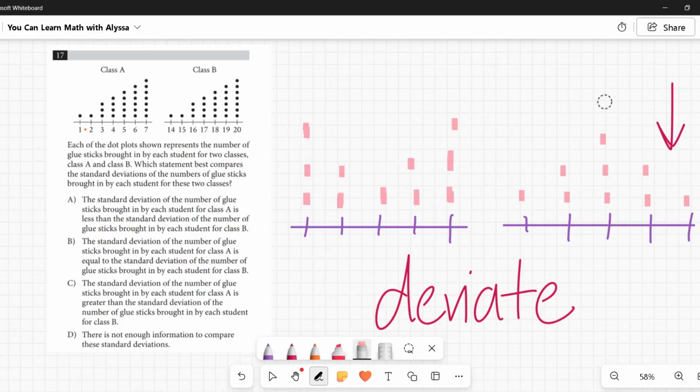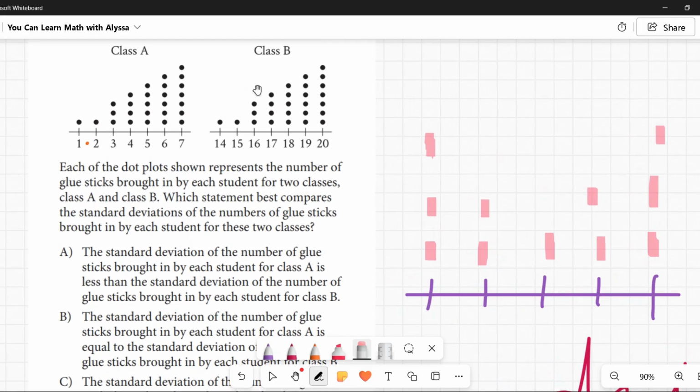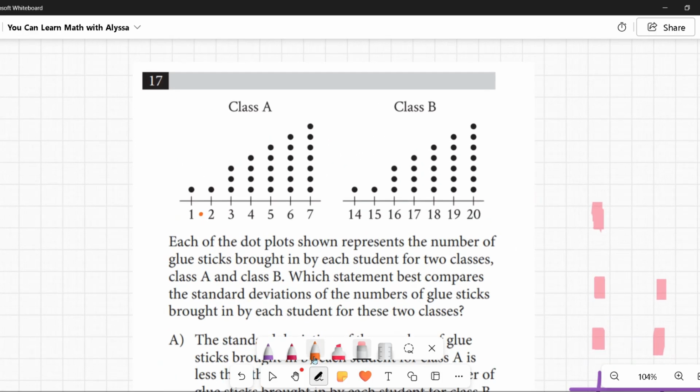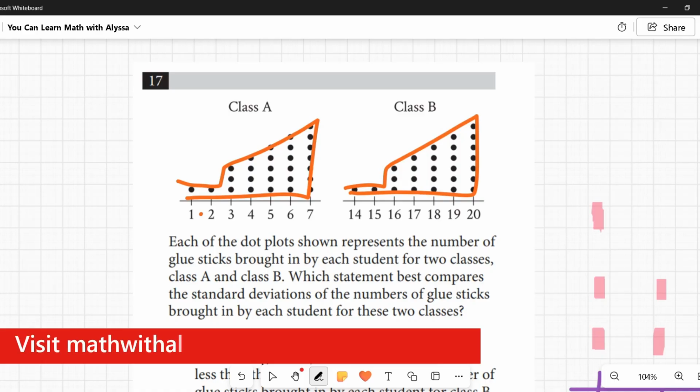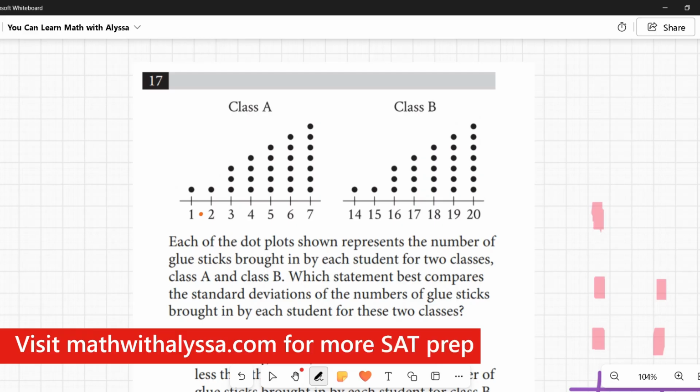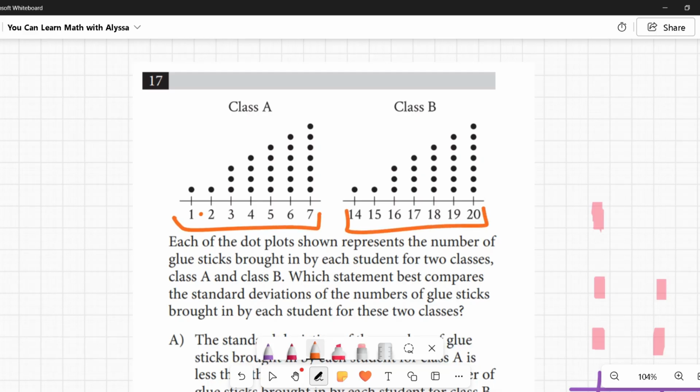Now look at our picture up here on the left. Let's look at this. These shapes are identical. We have the same shape, the exact same number of dots above each number in this sequence. Does it matter that the numbers are different? It does not. They are all 1 apart. 1, 2, 3, 4, 5, 6, 7. Each of these is 1 apart. 14, 15, 16, etc. 1 apart. That's all we have to see.